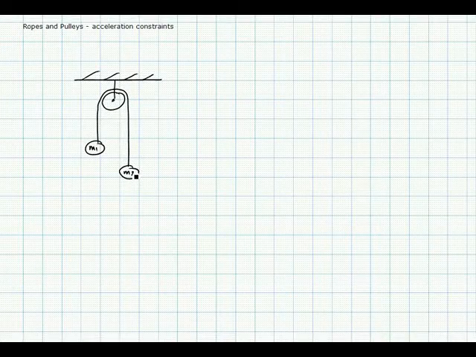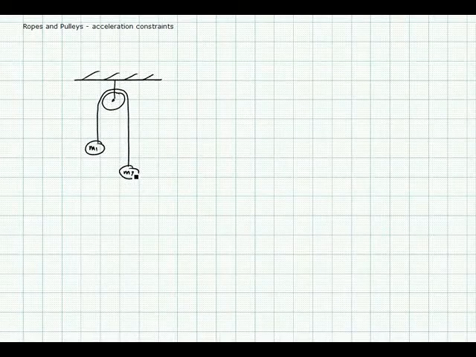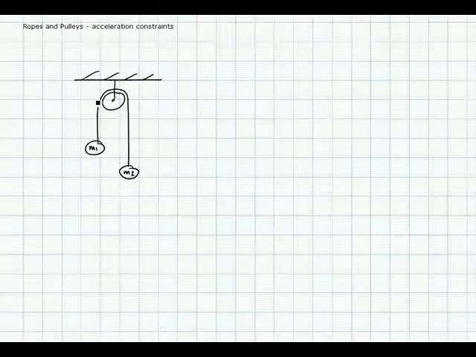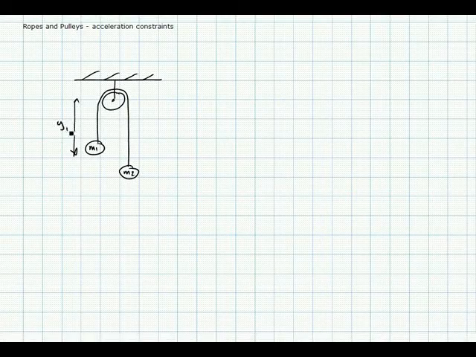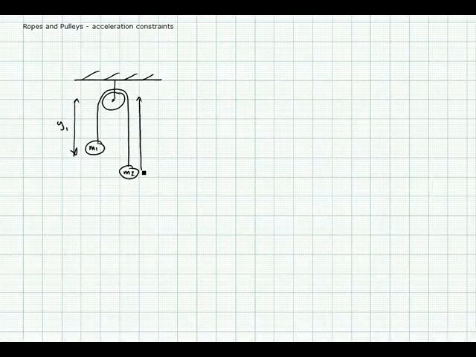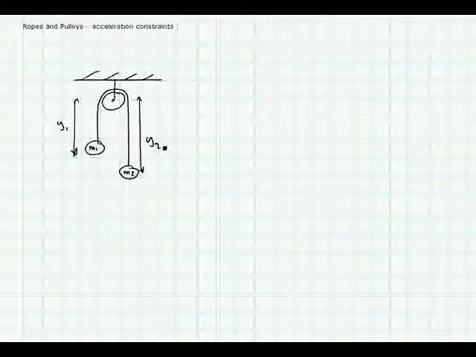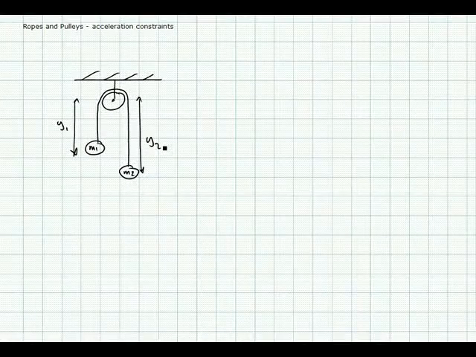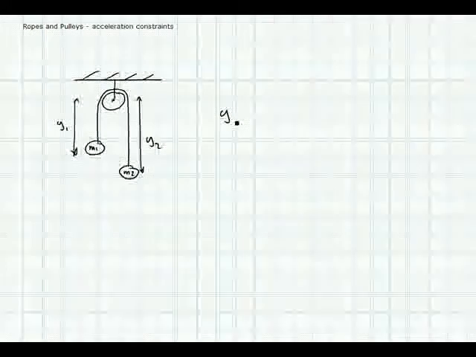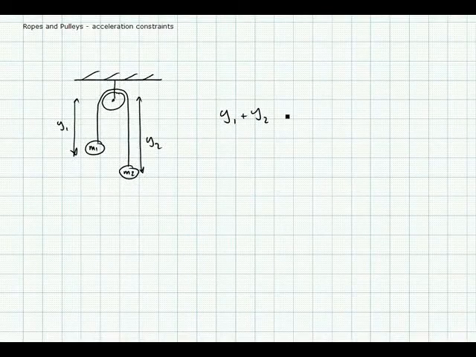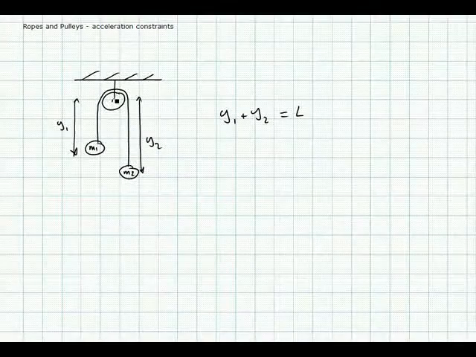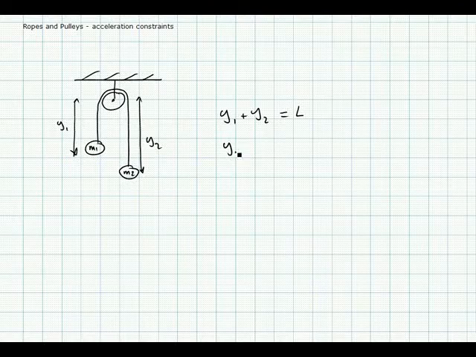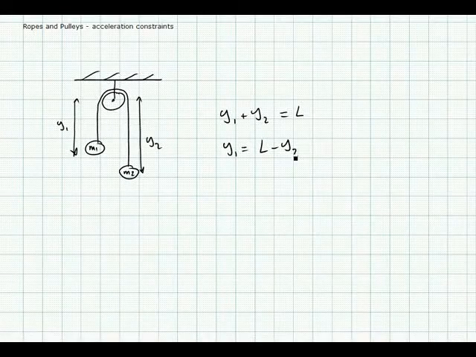We have mass m1 on one side and mass m2 on the other side. Now, in this simple scenario, it is fairly obvious that if we call the distance from the pulley to mass m1 y1 and the distance from the pulley to mass m2 y2, then y1 plus y2 is equal to the length of the rope. So y1 is equal to L minus y2.